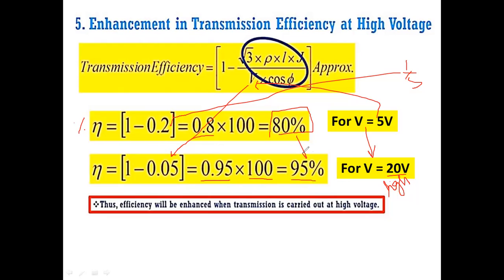Now, the efficiency has been enhanced, and this is quite clear from this real-time example that for the 5 volt we have an efficiency of 80%, and when the voltage is increased, similarly the transmission efficiency has also been enhanced by increasing this voltage. So therefore we have opted for high voltage for the transmission system.